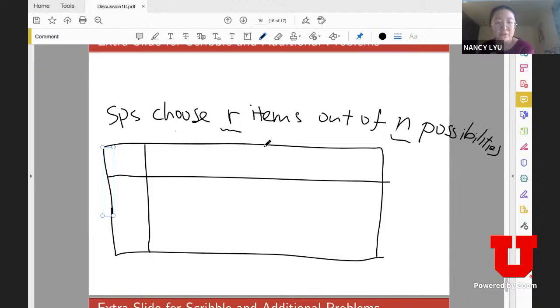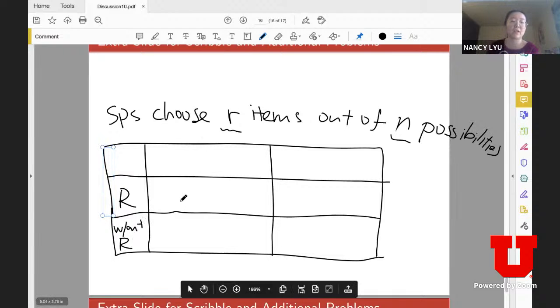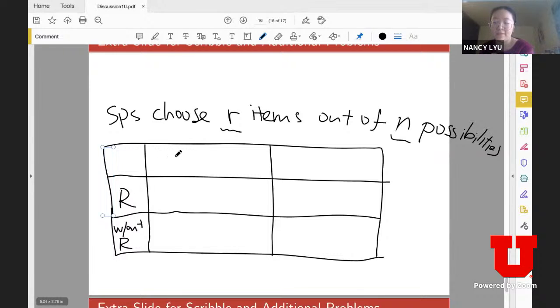So we have 4 different types of rules that we can use. I'm going to write repetition as the first column, and the next column without repetition, which means repetition is not allowed. And this part is going to be ordered, and this is unordered.